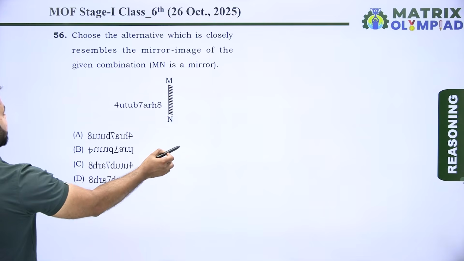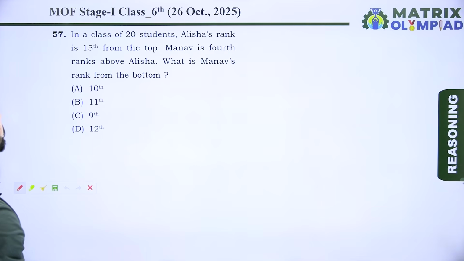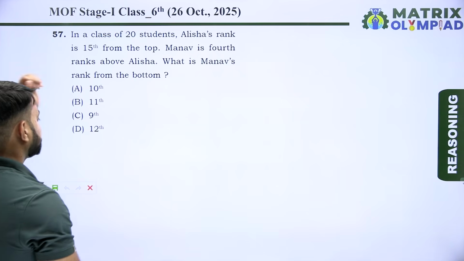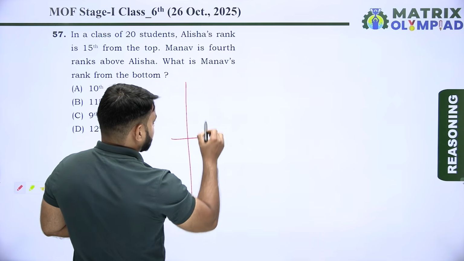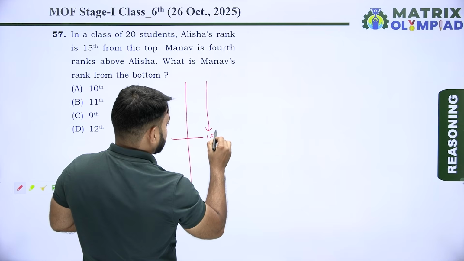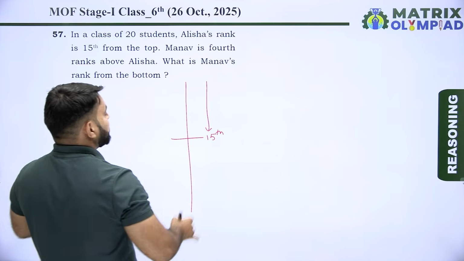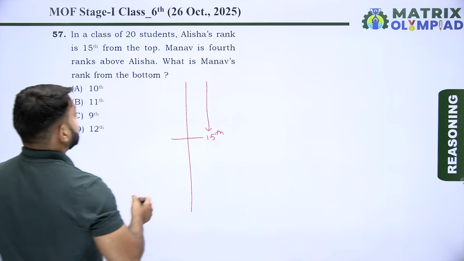Let's move on to the next question. So now the next question is question number 57. In a class of 20 students, Alisa's rank is 15 from the top. Manav is 4th rank above Alisa. What is Manav's rank from the bottom? In a class, the rank of Alisa is 15 from the top. There are 20 students and Manav is 4th rank above Alisa.